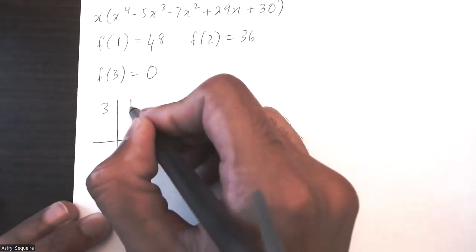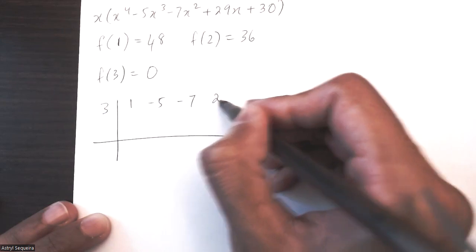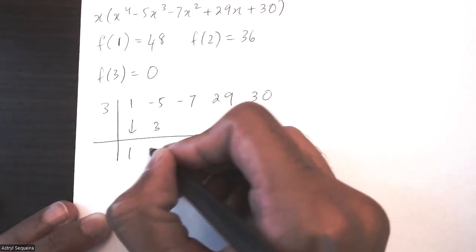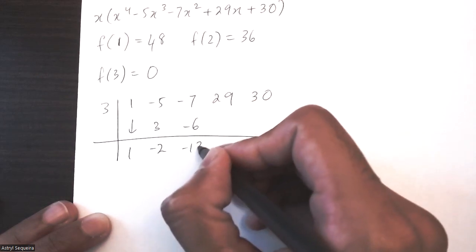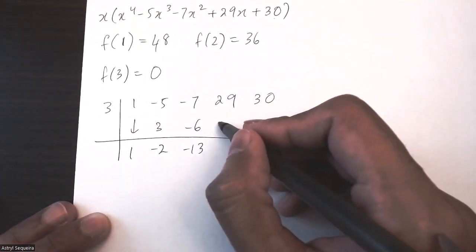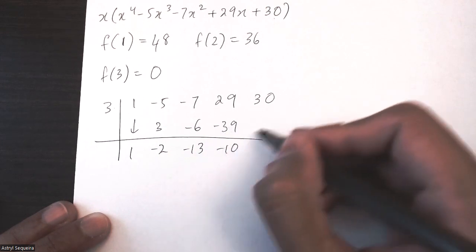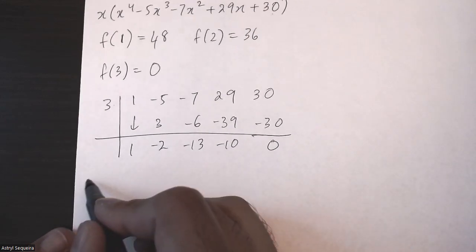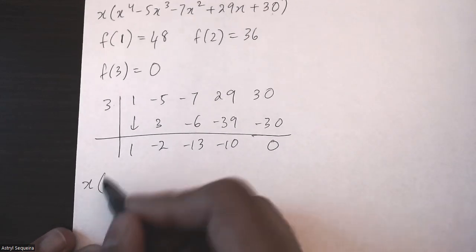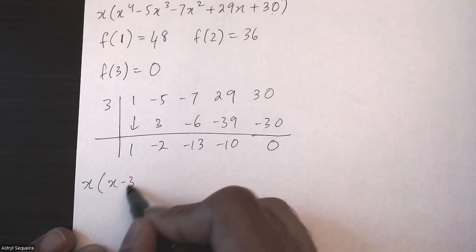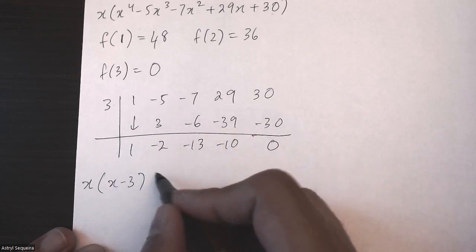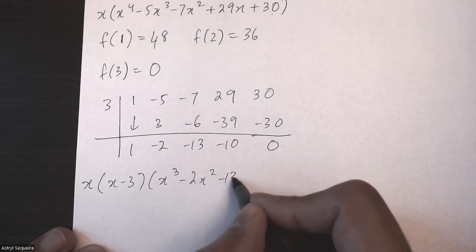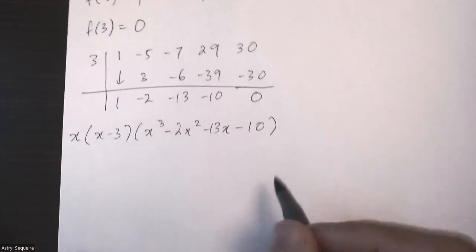So I'll do 3 and I'll write my coefficients. Do my synthetic division. Then I'll write my equation in factored form. I first have my x, then I have x minus 3 for that one. And then the quartic equation turns cubic, so I have x cubed minus 2x squared minus 13x minus 10.